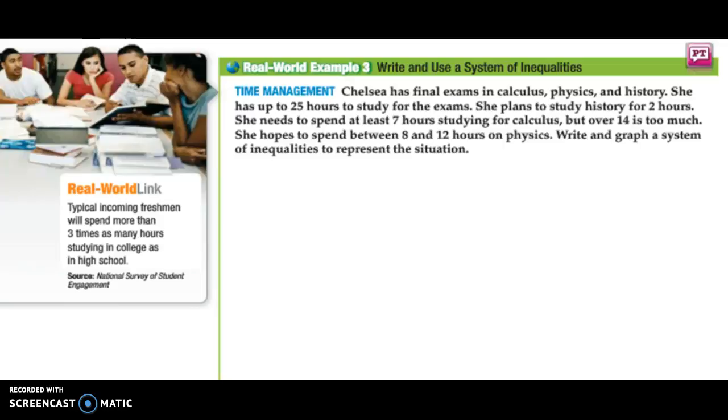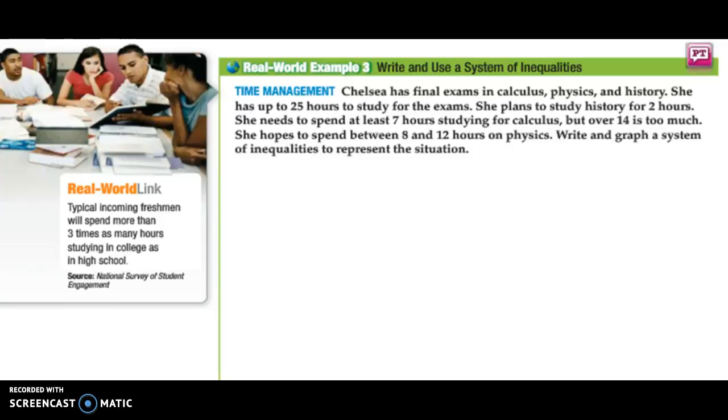It says Chelsea has final exams in calculus, physics, and history. She has up to 25 hours to study for her exams. She plans to spend studying history for 2 hours. She needs to spend at least 7 hours studying calculus, but over 14 is too much. And she hopes to spend between 8 and 12 hours on physics. Write and graph a system of inequalities to represent this situation.